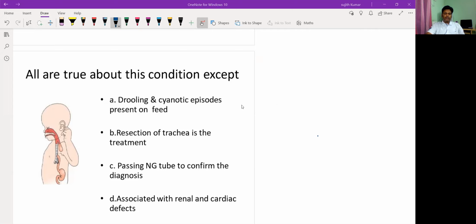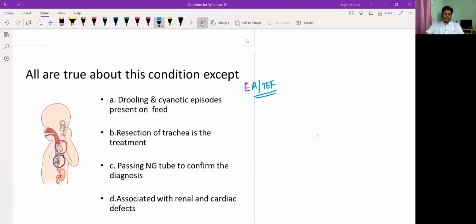So I am just going to explain about this. This is the condition called esophageal atresia. You can see the atresia here. This is the esophageal atresia, and you can see the tracheoesophageal fistula. This condition is esophageal atresia with tracheoesophageal fistula.